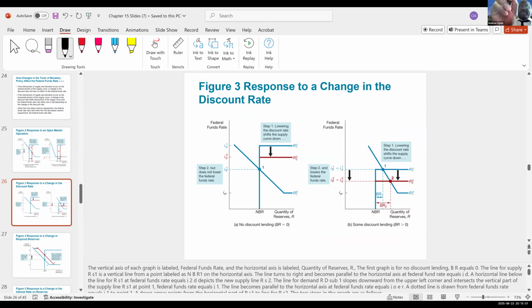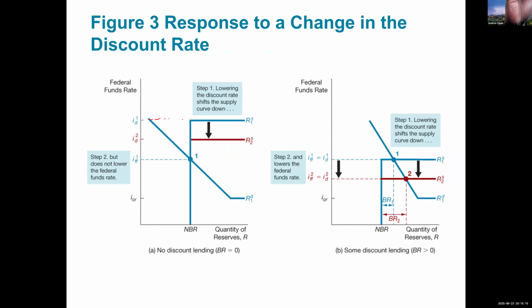So in the first case, we say that the flat portion of the supply curve, if you look at this supply curve here, you can see clearly that the flat portion is going to determine your discount rate here, ID1. Okay, so when the Fed lowers the discount rate, that means you only shift the what? The flat portion of the supply curve. So your new supply curve is going to come to this blue line up to the red line. See, now that's why I label RS2 here. See, the arrow is pointing down, meaning the Fed has lowered the what?